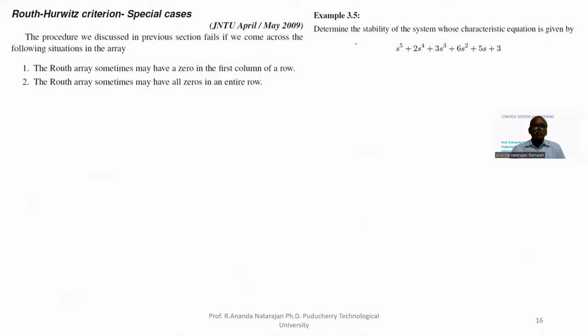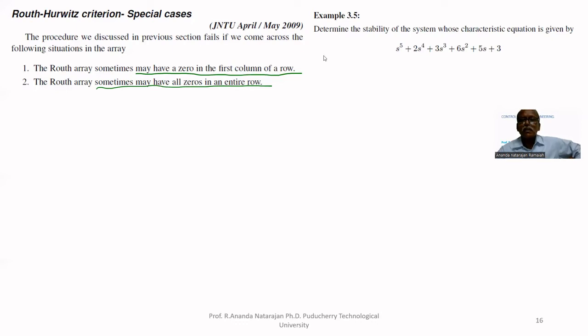There may be two reasons. One is the first column element may suddenly become 0. If it becomes 0, you cannot proceed further because we have to divide by that number, and you will get infinity. That is one difficulty: we may have a 0 in the first column of a row. The second difficulty is that sometimes all elements in an entire row may become 0. Then also it is not possible to proceed further. Let us see one by one.